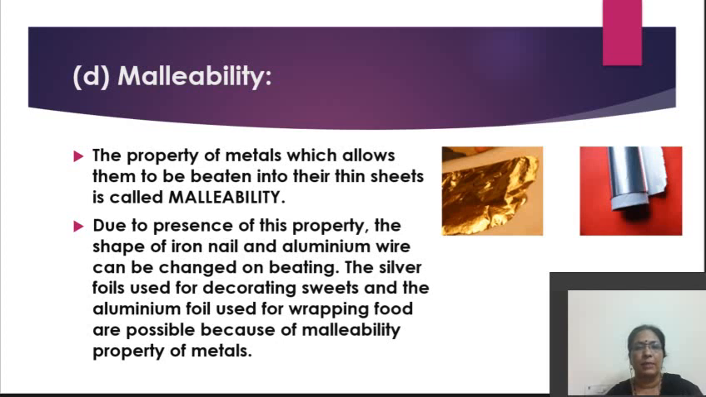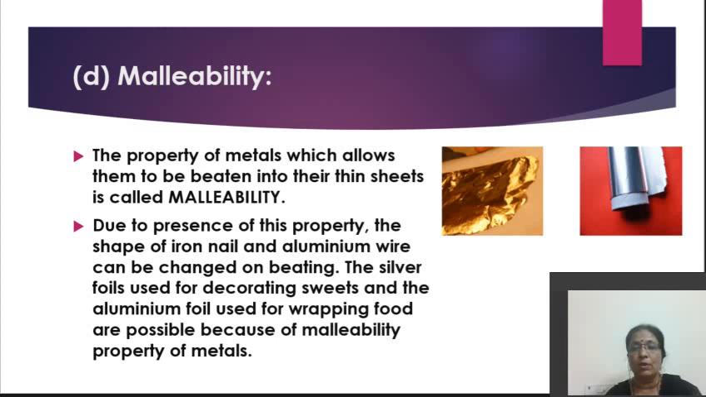Next is malleability. The property of metals which allows them to be beaten into thin sheets is called malleability. Due to the presence of this property, the shape of an iron nail and aluminium wire can be changed on beating. The silver foils used for decorating sweets and the aluminium foil used for wrapping food are possible because of the malleability property of metals. A blacksmith hammers red hot iron to give it various shapes.